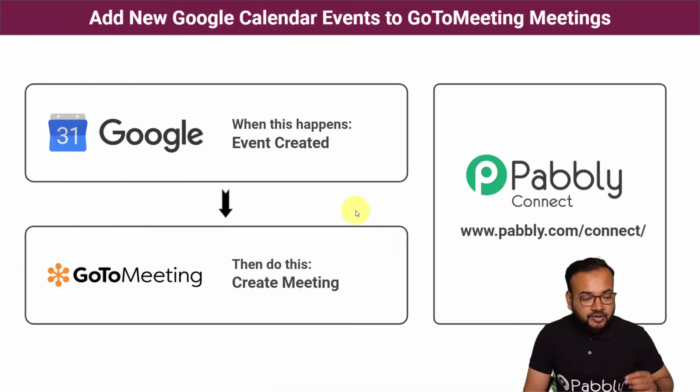So this automation is going to work like this: when you create an event in your Google Calendar application, a meeting will be created automatically in GoToMeeting application according to the details of the event you have entered here. Yes guys. And to make this happen, we are using Pabbly Connect, which is an integration and automation tool. And guys, the best part of setting up this automation is that you will not require any coding skills or programming knowledge. So anyone can set up this automation very easily. So now let's set up this automation together.